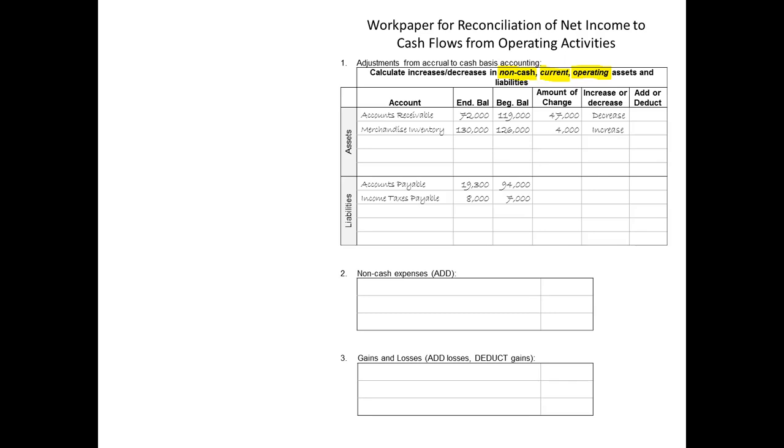Use the pause button and calculate the amount of change for each liability account listed in our work paper, then determine whether the change was an increase or decrease.